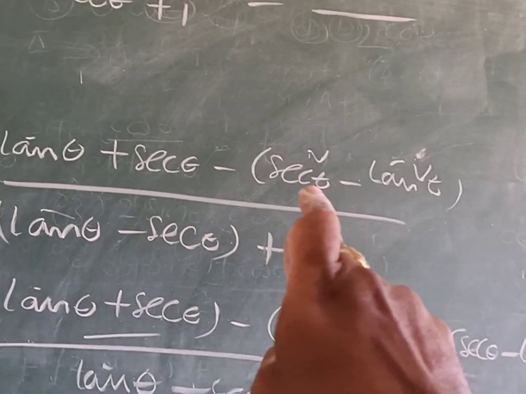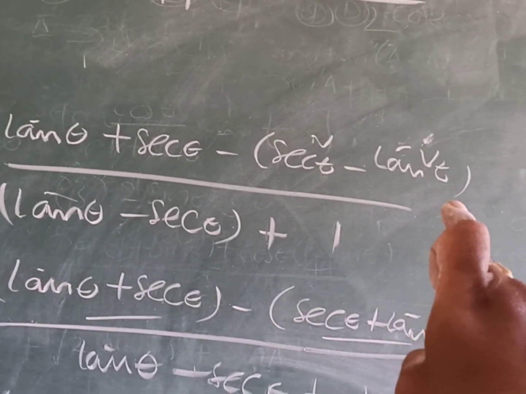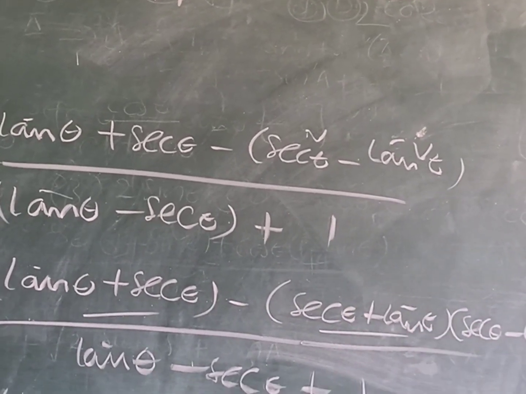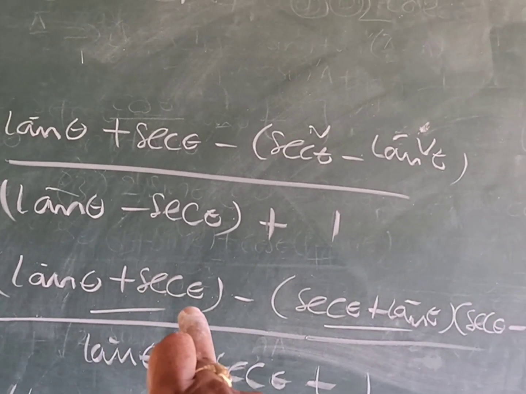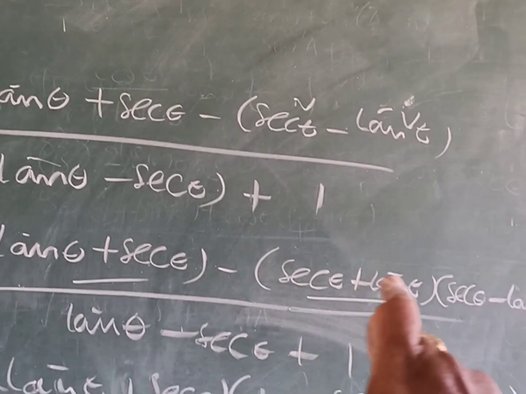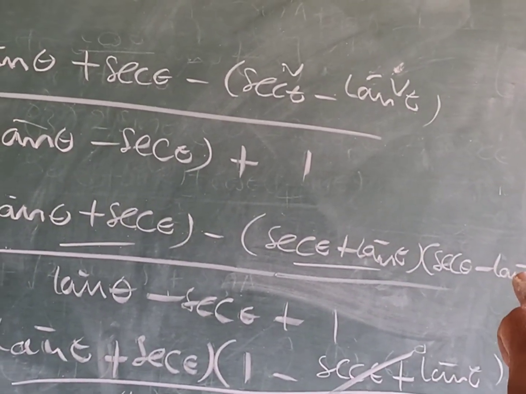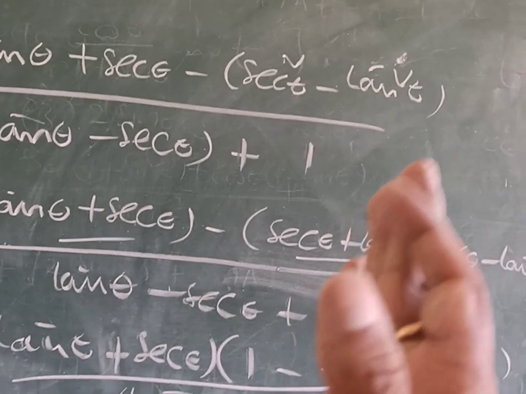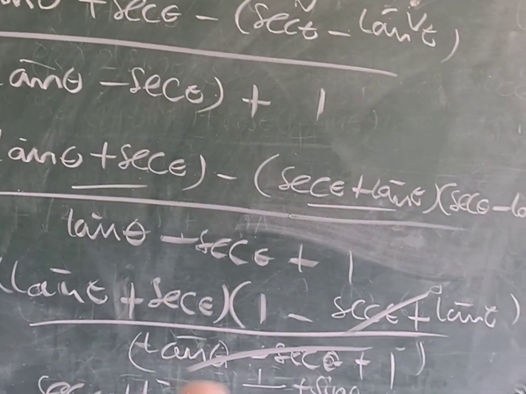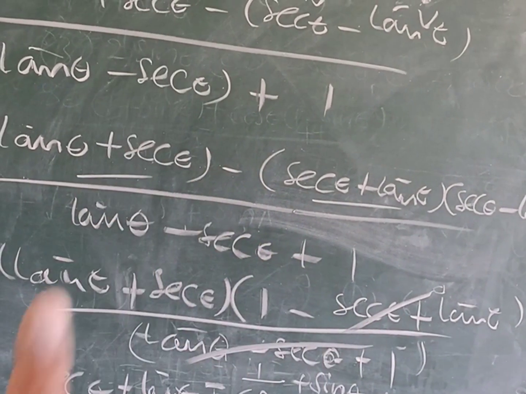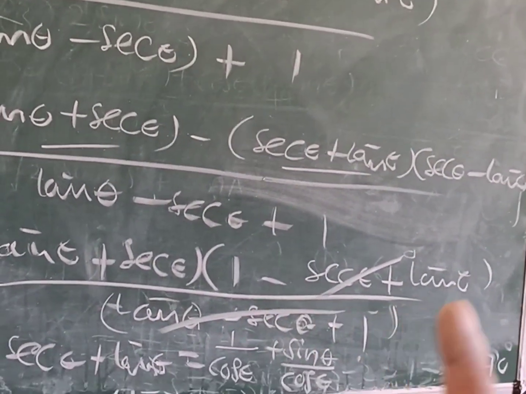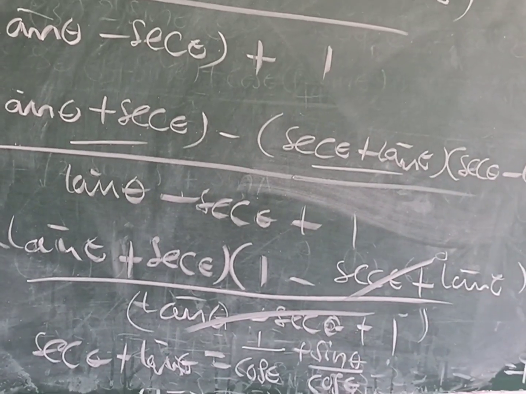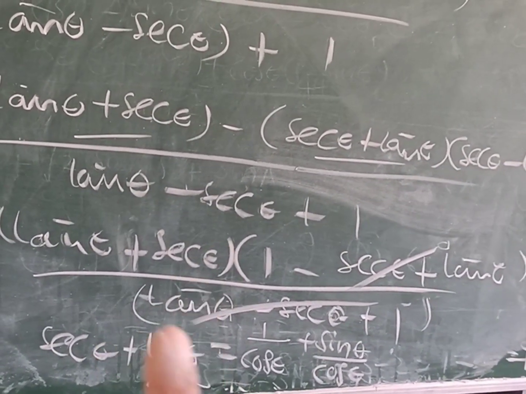Therefore, this secant square theta minus tan square theta is in the form of A square minus B square. A square minus B square is equal to A plus B into A minus B. Therefore, tan theta plus secant theta remains the same, minus secant theta plus tan theta into secant theta minus tan theta. So, what is the common factor here? Tan theta plus secant theta. When you bring out the common factor, tan theta plus secant theta into 1 minus secant theta plus tan theta by tan theta minus secant theta plus 1. These two terms get cancelled. We are getting secant theta plus tan theta.